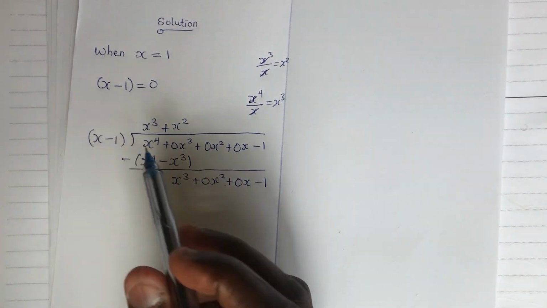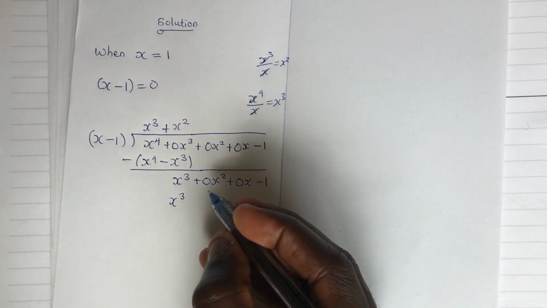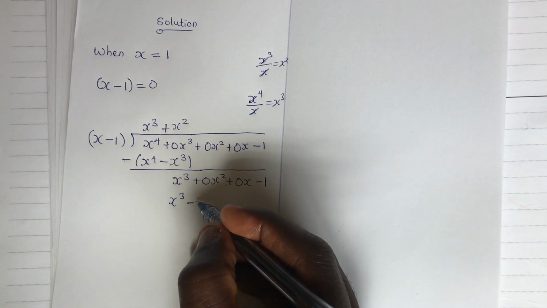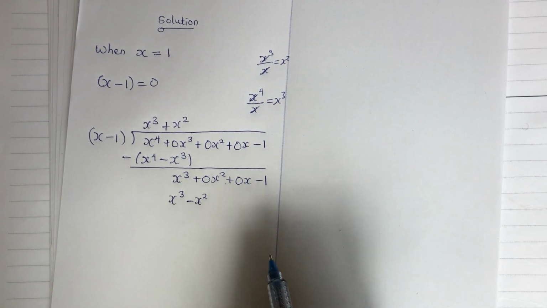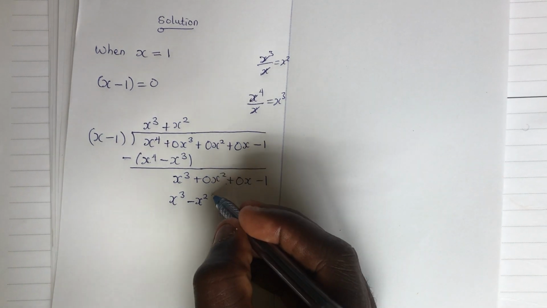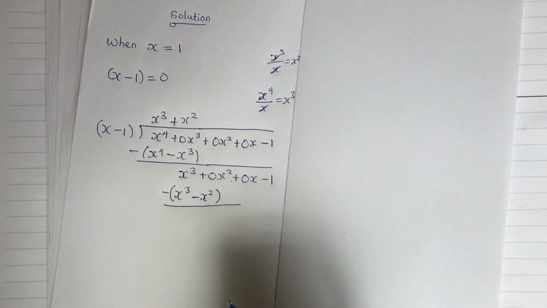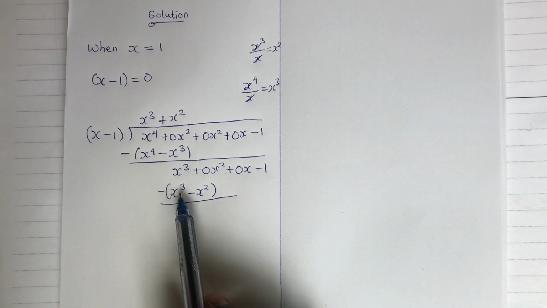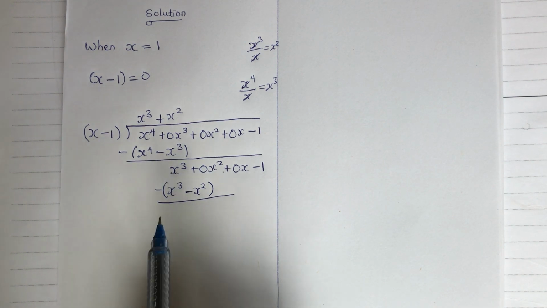X squared times x will give us x raised to the power 3. X squared times 1 will give us minus x squared. Now we are about to subtract this result from our new dividend. So put this in bracket, subtract it, and underline. Now negative times this will give us minus x cubed. Add it to this result, we are getting 0. No need to put it down.